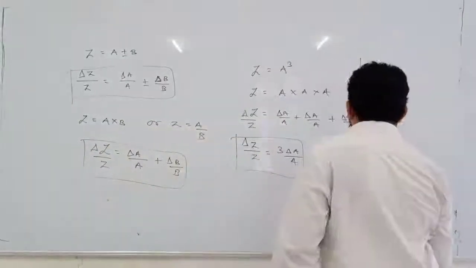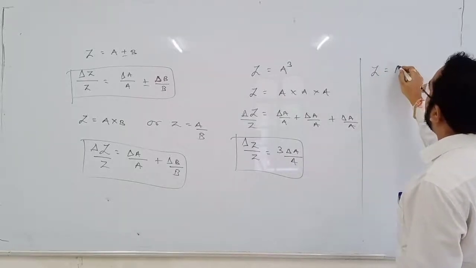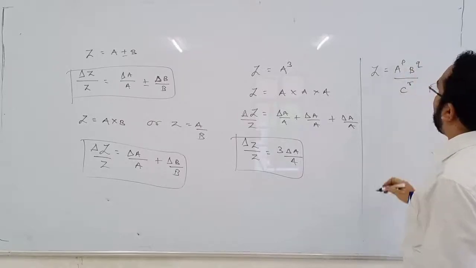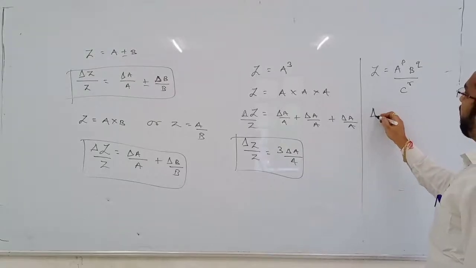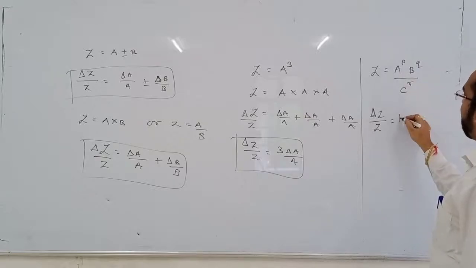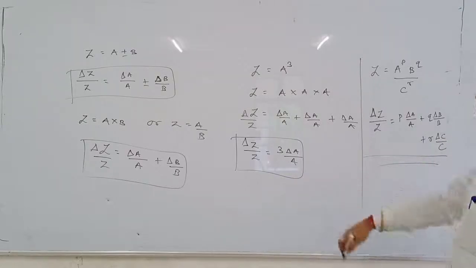So that's why, suppose the function is given as z equals a to the power p, b to the power q, and c to the power r, then error in z can be written as p खाली है ना, p times error in a upon a plus q पण खाली है ना, q times error in b upon b plus r को खाली है ना, r error in c upon c. So this is how we are going to find the errors.